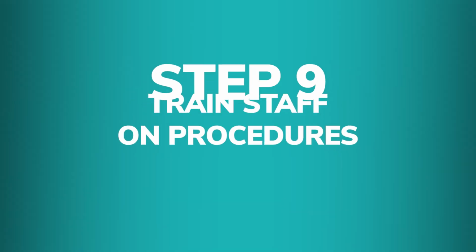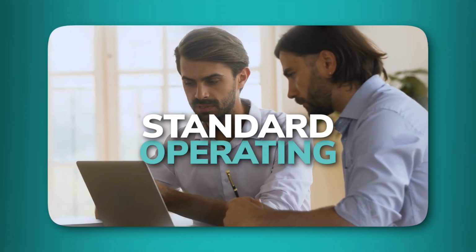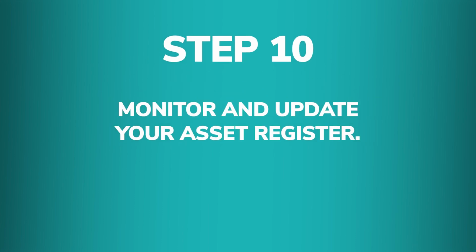Step 9. Train staff on your procedures. It is important to ensure that everyone involved in managing the asset register is trained on standard operating procedures. To promote consistency and accuracy across the organisation, you'll need to provide clear guidelines on how to enter data, update records, and manage assets. And finally, step number 10, monitor and update your asset register.